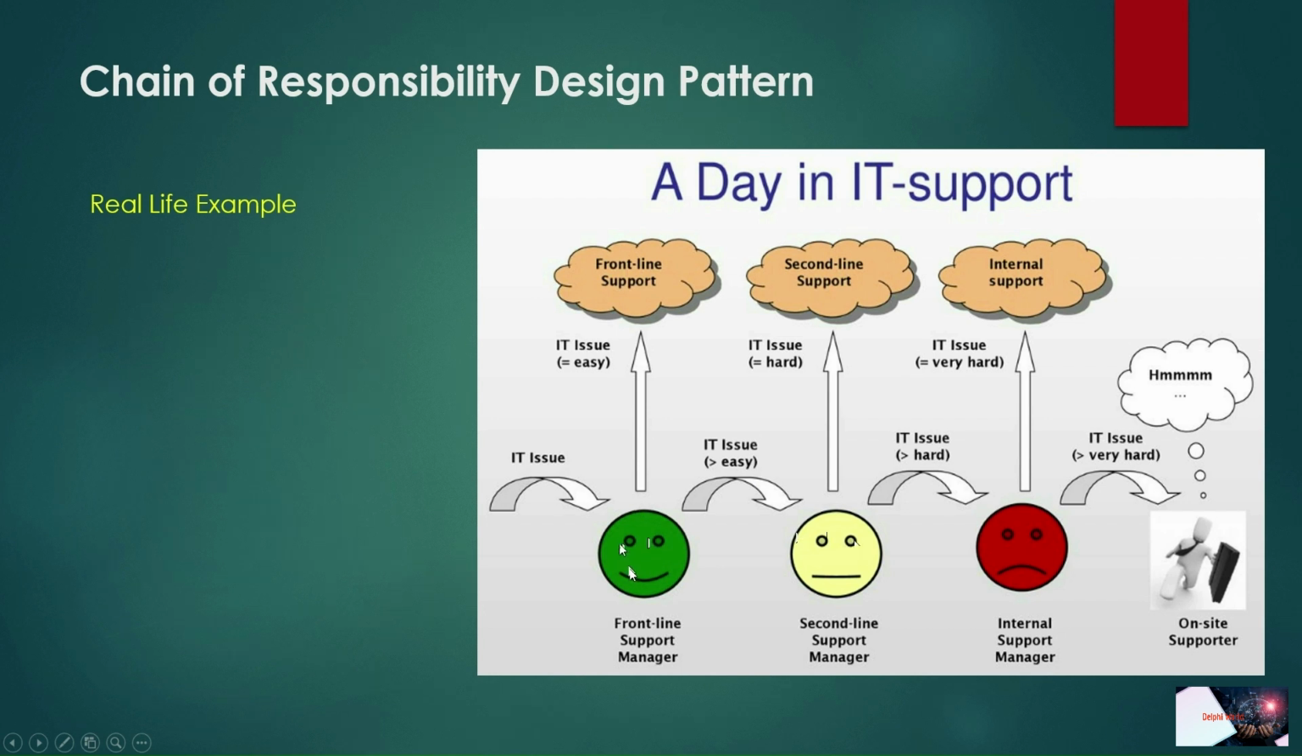If the second line support manager is not able to handle the request, then it will go to the next line of the team. That will be the internal support managers, and these guys will try to handle it. If finally it cannot be handled, then the on-site support people will start looking into this. So we have different objects: frontline support manager, second line support manager, internal support manager, and on-site support manager. These are the objects. They take the request and try to handle it. If they handle it, fine. Otherwise, they transfer this request to the other object. So the request will go in a chain.